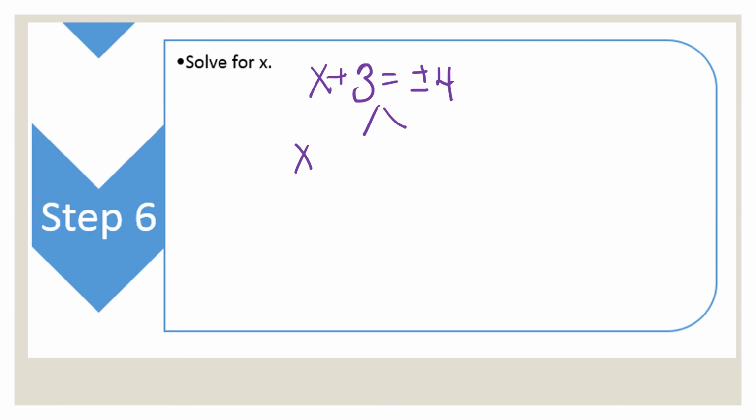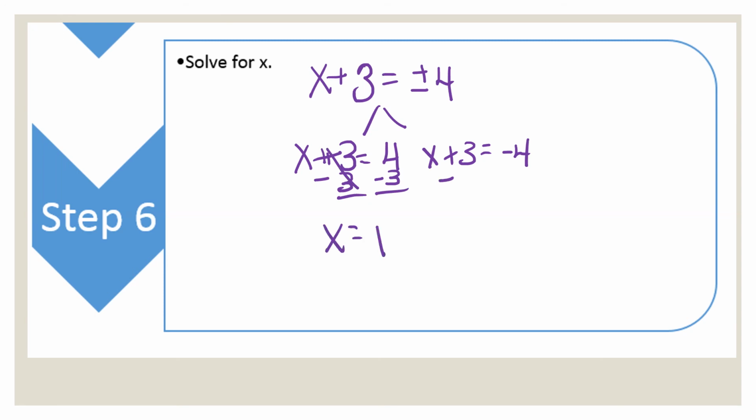So we're splitting it, and we have x plus 3 equals the positive 4, and x plus 3 equals the negative 4. So I'm going to solve each of these. So I'm going to subtract 3 and do the opposite. So x equals 1. And over here I'm going to subtract 3. And I get negative 7. So that is now my solution.